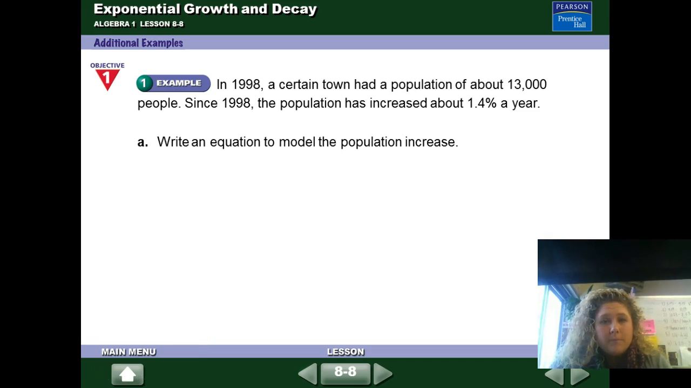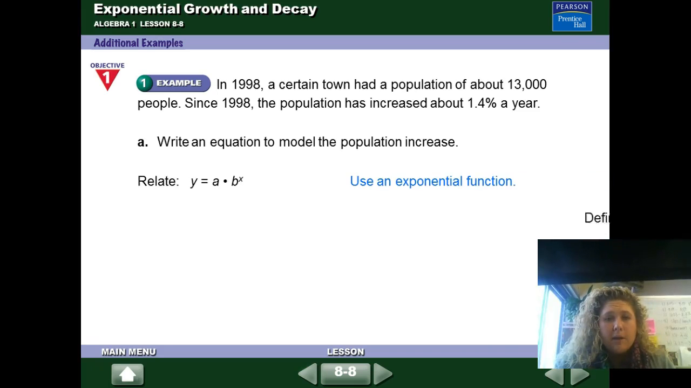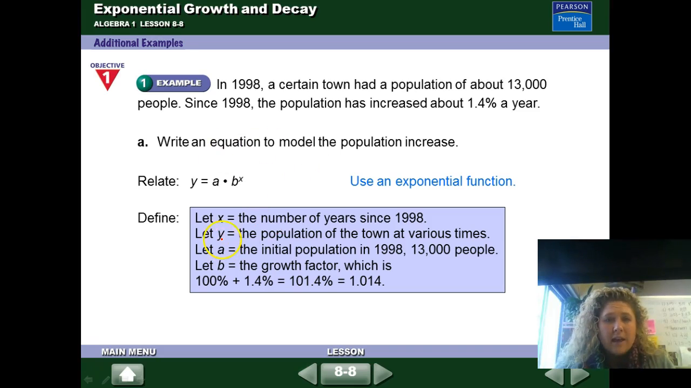Let's take a look at our first problem. We know this population of this town is 13,000, and we know that it increases by 1.4% a year. So, pulling out the important information, we understand that x is going to be this time piece. What's going to constantly change is this variable here, the x variable. Okay, the y is going to be our population, and a is going to be our starting value, and that's where we start with 13,000 for our population. And b, the base, this is the part that we're going to have to find usually each time.